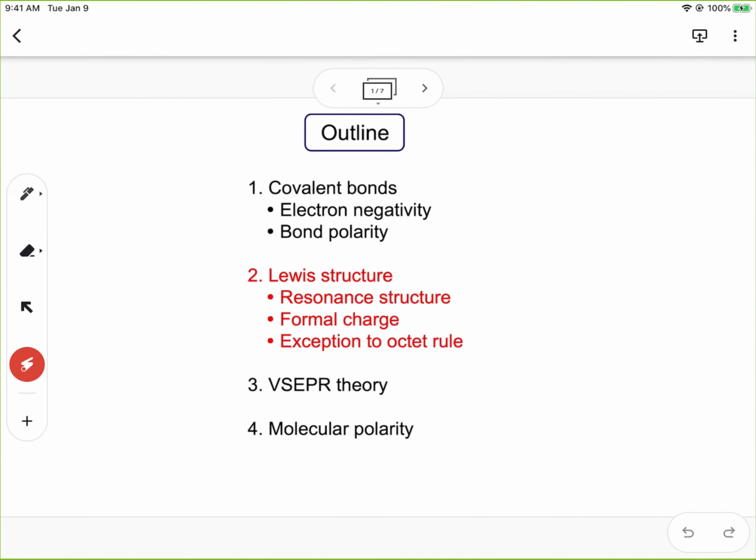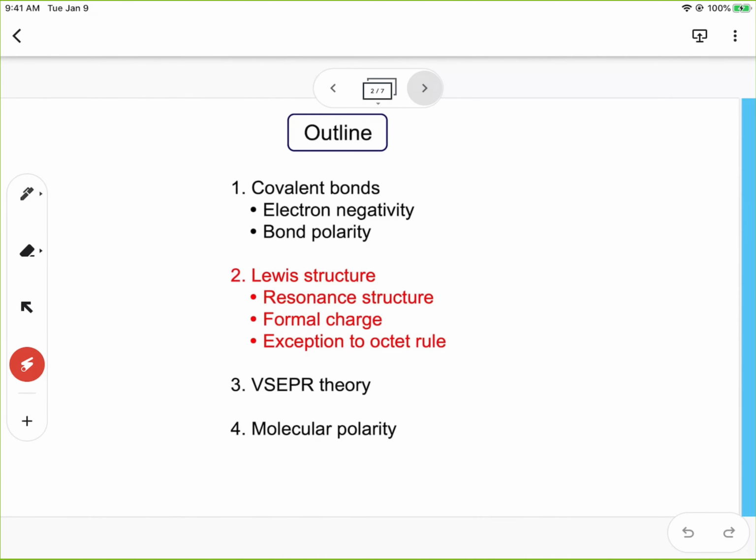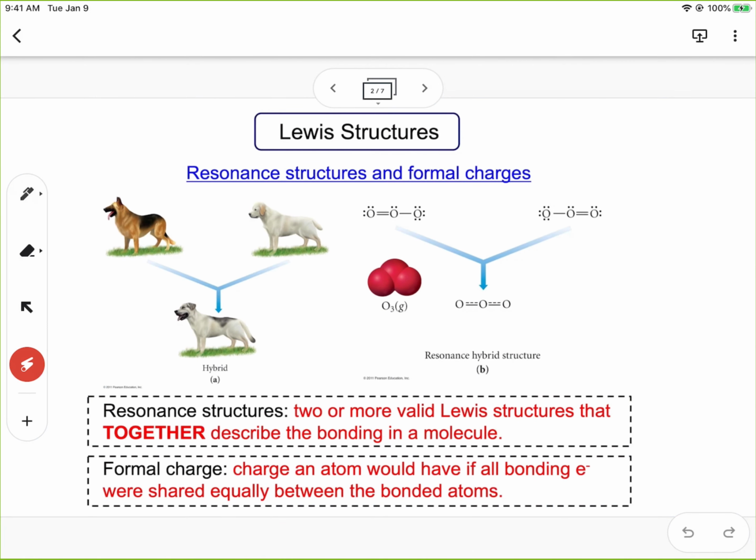Hello everybody. This video is going to be the second video of the second topic, Lewis structure. In the previous video, we discussed how we draw Lewis structure based on the formula. In this video, we're going to discuss the resonance structure and formal charge. All right. Let's take a look at this slide.